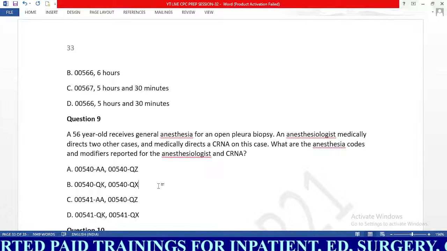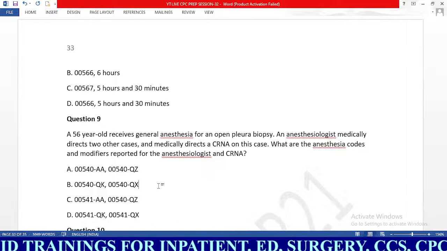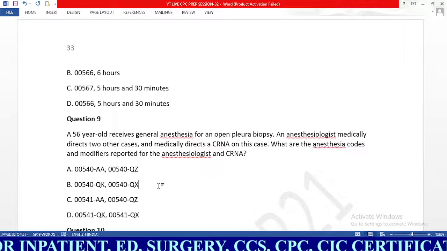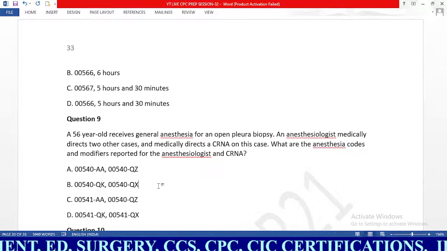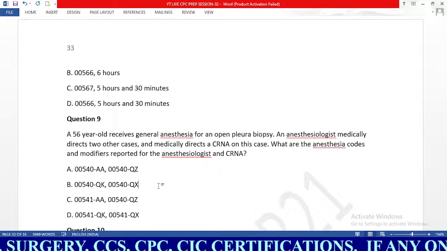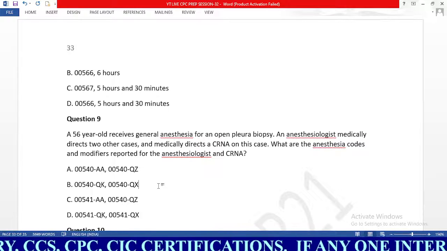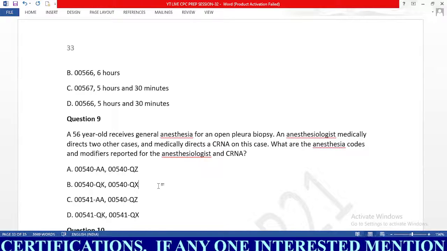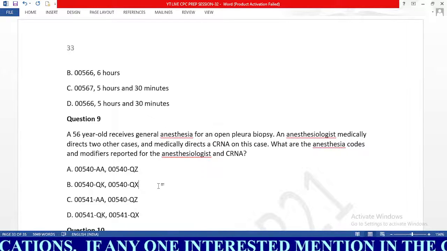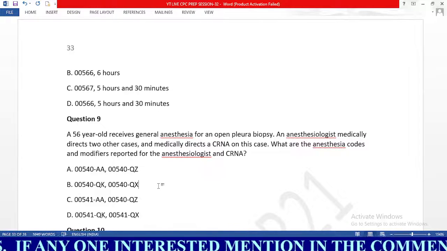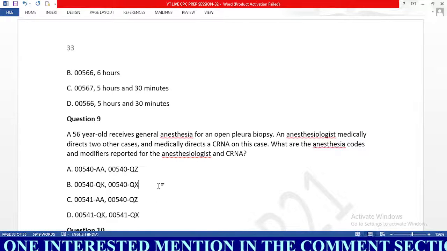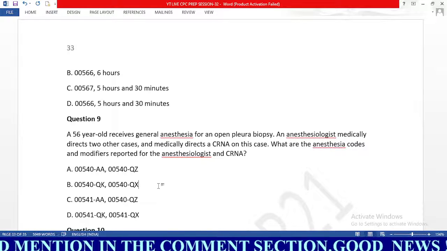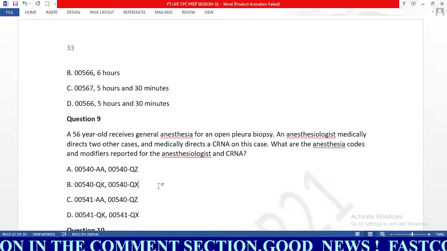So now it is 9:41. We will discuss the answer at 9:43. First, you need to check the differentiation among two codes. Then you can choose the correct answer. First, you need to find the keywords in the document and you need to write the correct answer. So you have 1 more minute.